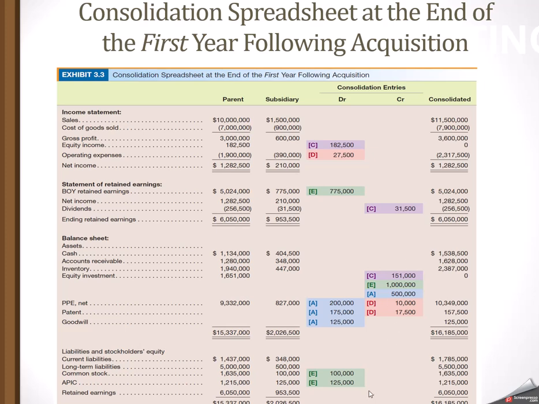So now that it's more complex, it's even more important to separate those entries with the color coding and then to understand them so that you know that you've got your debits and your credits. So the E entry, we're eliminating common stock and paid-in capital just like we did before, but now that we have the statement of retained earnings, we're eliminating that beginning of the year retained earnings. So that's $775,000. And then the entire credit goes to equity investment.